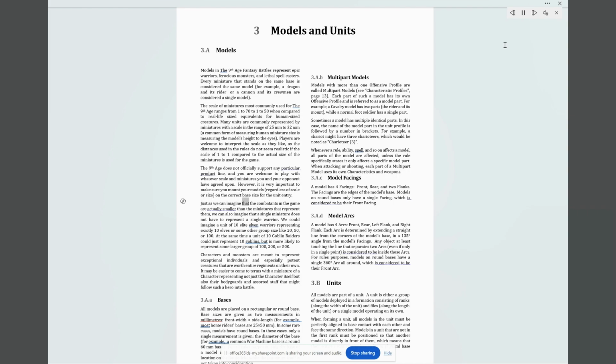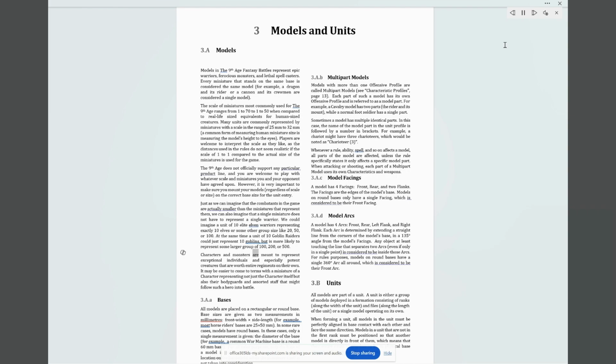Just as we can imagine that the combatants in the game are actually smaller than the miniatures that represent them, we can also imagine that a single miniature does not have to represent a single warrior. We could imagine a unit of 10 elite elven warriors representing exactly 10 elves, or some other group size like 20, 50, or 100. At the same time, a unit of 10 goblin raiders could just represent 10 goblins, but is more likely to represent some larger group of 100, 200, or 500.